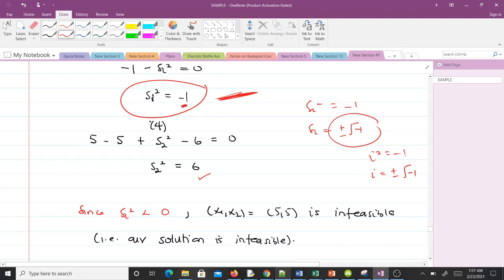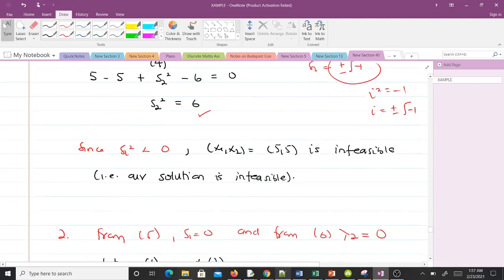So because of that, we say that the solution we had, s1 and s2 being 5, 5, is infeasible, right? Our solution is infeasible. So we take a different combination of our lambdas and s1s and s2s to get a feasible solution.